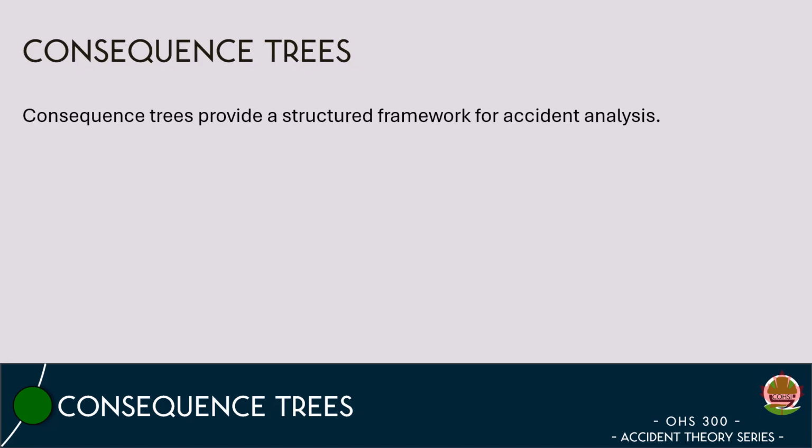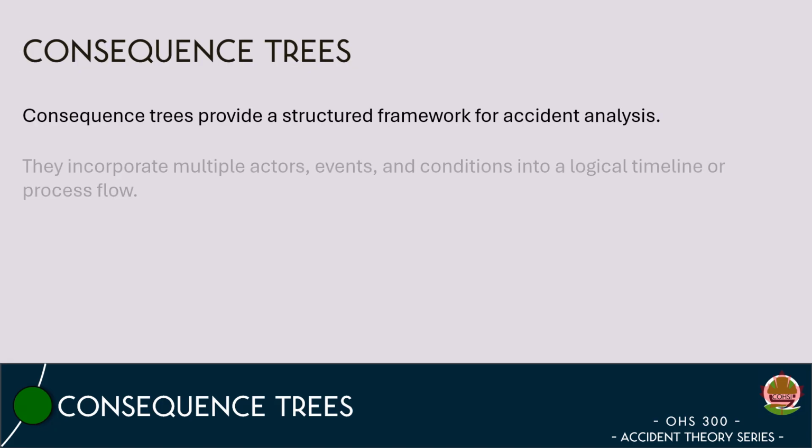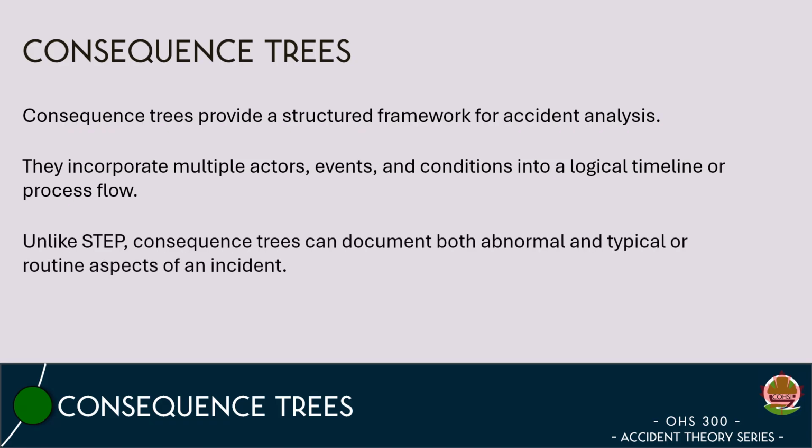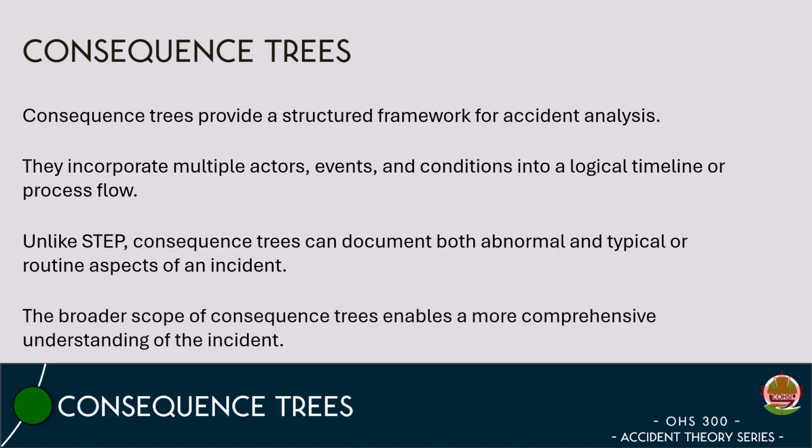Consequence trees, like STEP, provide a structured framework for analyzing accidents by incorporating multiple actors, events, and conditions into a logical timeline or process flow. However, unlike STEP, consequence trees offer the flexibility to document not only abnormal aspects of an incident, but also typical or routine elements, as well as potential causal factors that were investigated and ultimately ruled out. This broader scope allows for a more comprehensive understanding of the incident.